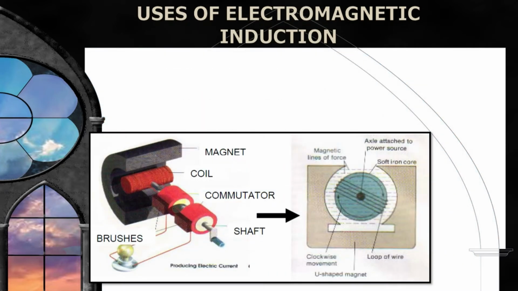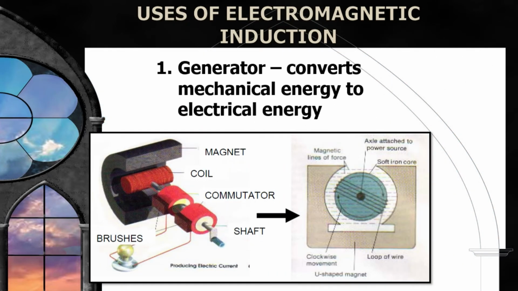Where do we use electromagnetic induction? We have the conversion of mechanical energy to electrical energy by generators. So, it is the opposite of our electric motors a while ago, wherein our electric motors convert electrical energy into mechanical energy.